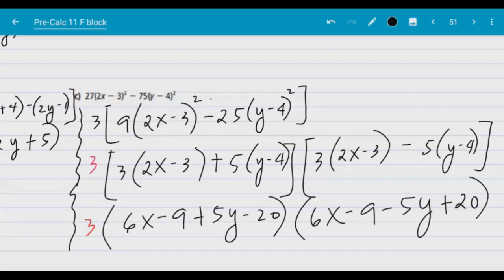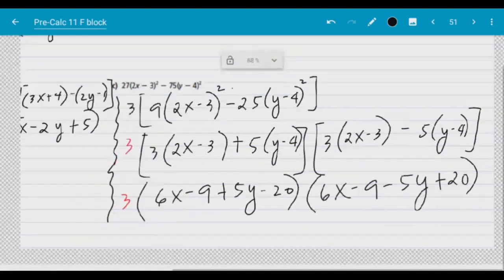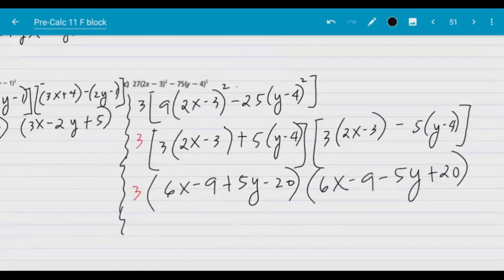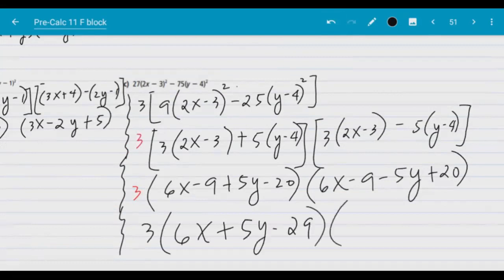All right, let's simplify further because there are numbers we can put together. Okay. And I think we can see that this is the last step. The 3 is now going to be here, outside. This 3 became this 3. Are you with me? And then 6x plus 5y. Negative 9 minus 20 is negative 29. While the other side, 6x minus 5y. Negative 9 plus 20 is plus 11.